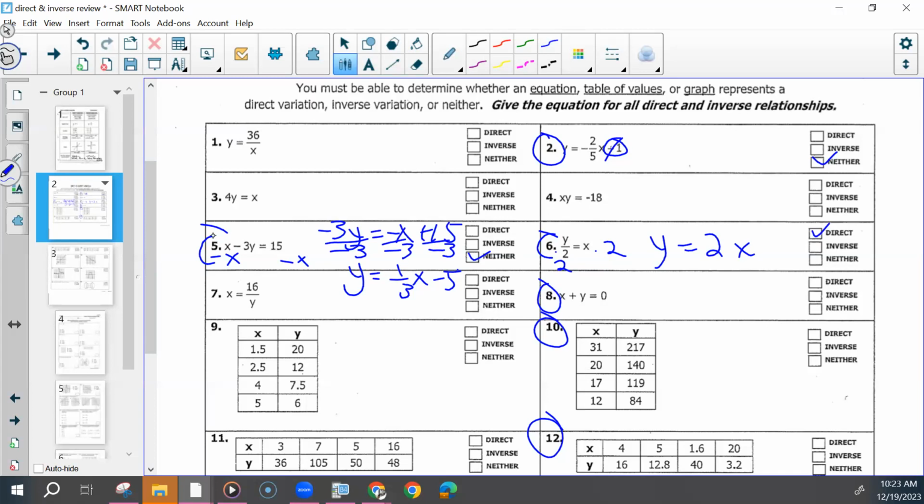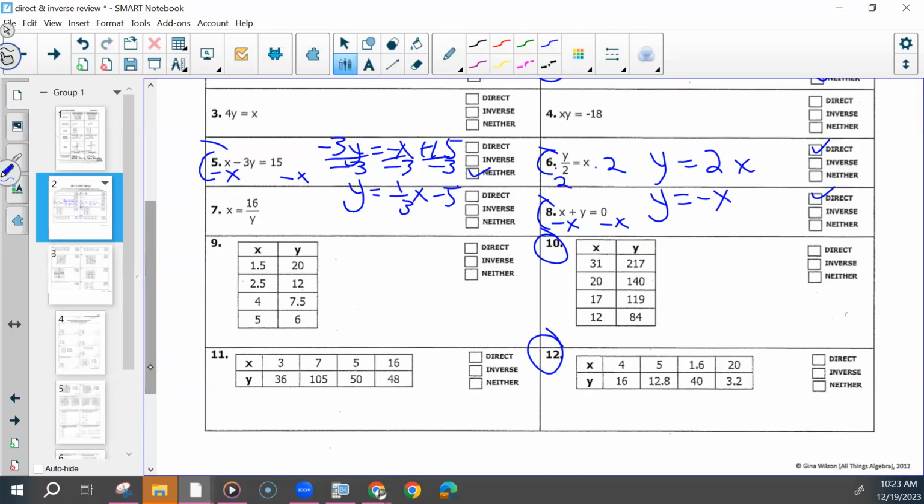Right, number 8, similar to number 5, but it has a 0, so it should be direct, but let's double check. Subtract x on both sides, y equals -x plus 0, leave off the 0, doesn't matter. Is this direct? Yes.